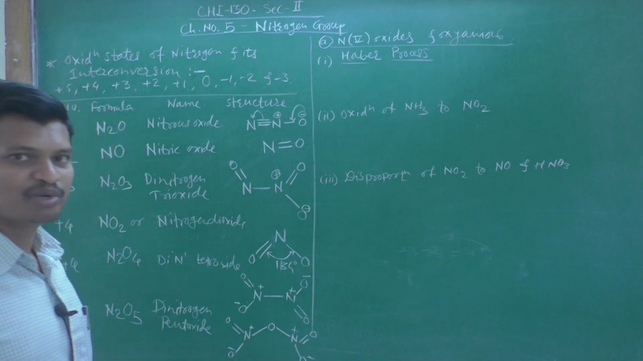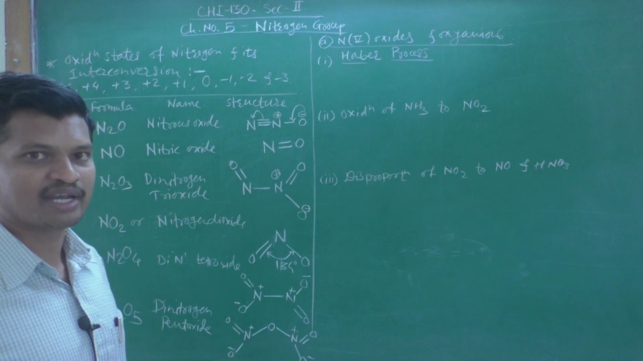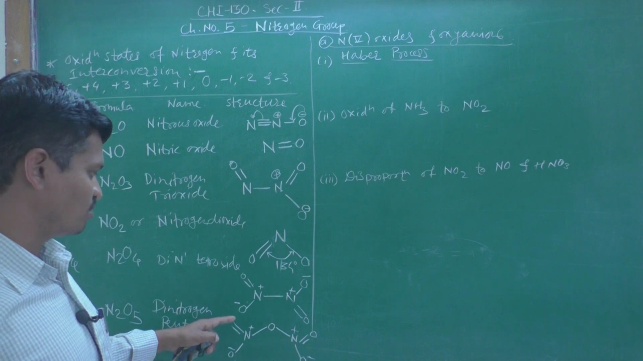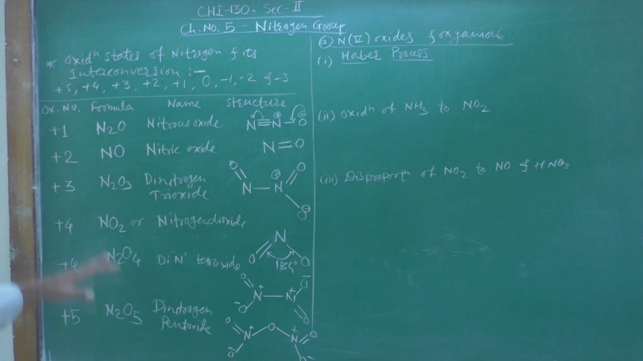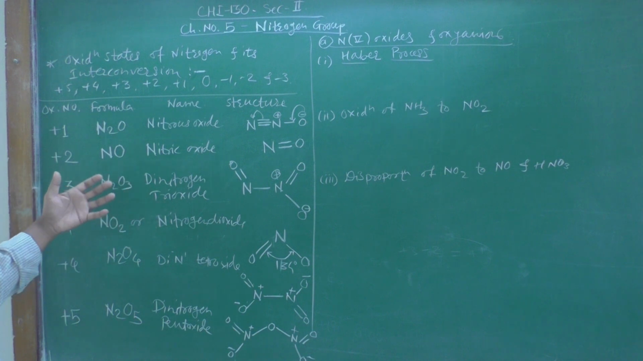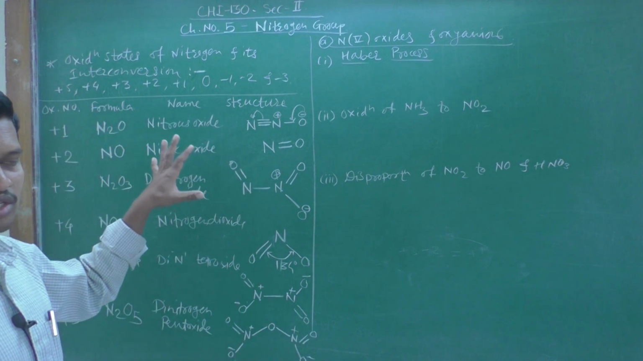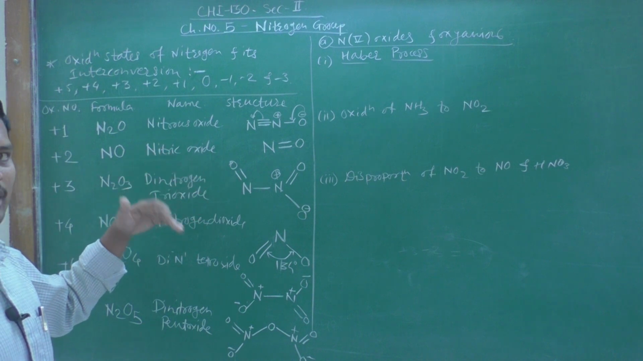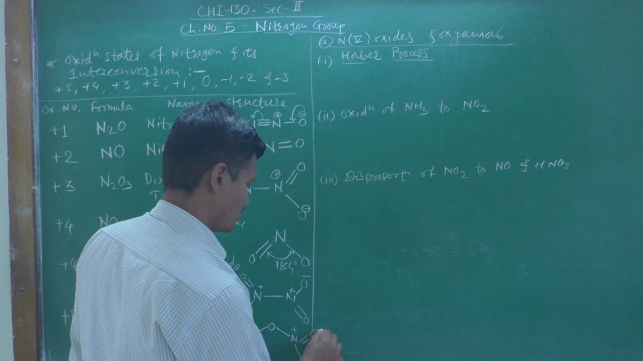This compound, dinitrogen pentoxide, is also called the anhydride of nitric acid. We know that the formula of nitric acid is HNO3, and this compound is the anhydride of nitric acid. So, this is all about the different oxidation states of nitrogen in which oxides of nitrogen can be formed. These are the formulae, names and structures. You have to remember all this data, this table. It is very simple: when you practice writing and remembering this table, you will be able to recall all these things.